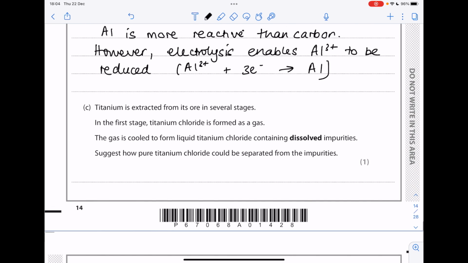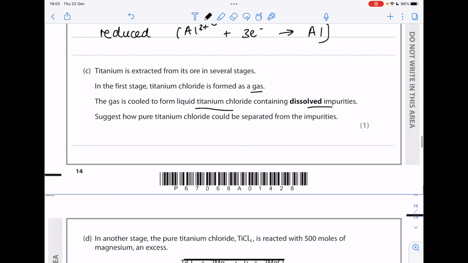Titanium is extracted from its ore in several stages. In the first stage, titanium chloride is formed as a gas. The gas is cooled to form liquid titanium chloride containing dissolved impurities. Suggest how pure titanium chloride could be separated from the impurities. Okay, we've got liquid. We want to use simple distillation or fractional distillation in order to separate this out.